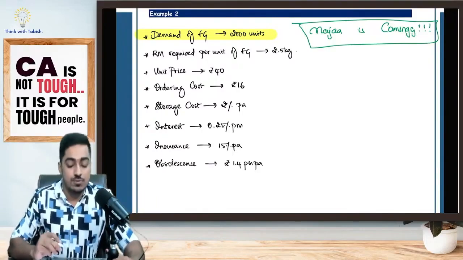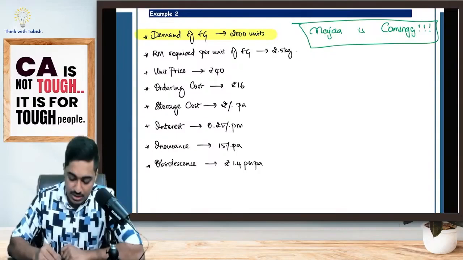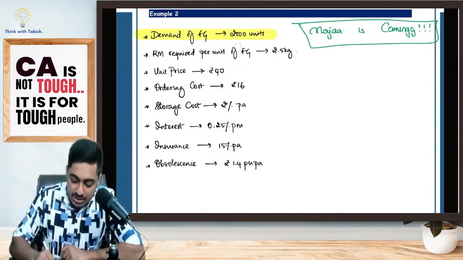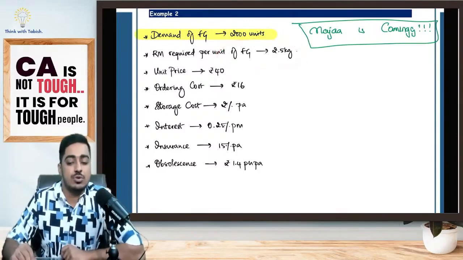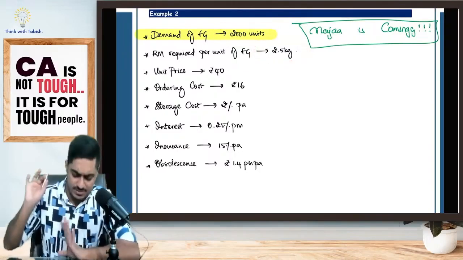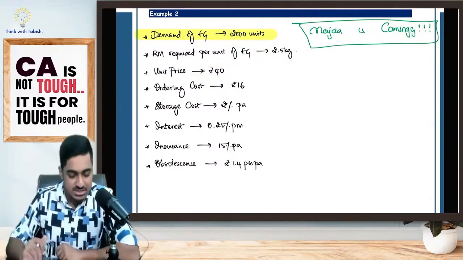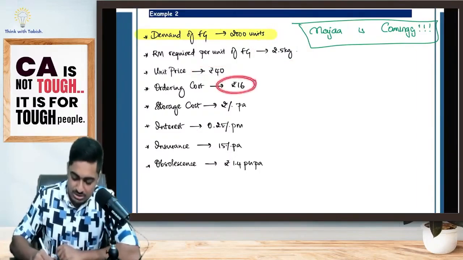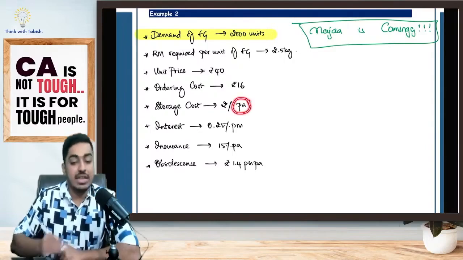Demand of finished goods. For 1 year, how much finished goods we should be producing? 2,000. Okay, great. Raw material required per unit of finished goods. To produce one finished good, how much raw material do I want? 2.5 kg. That means for 2,000, I would be wanting 2,000 into 2.5. Okay, fine. Per unit price, every unit of raw material is purchased at 40 rupees. Great. Ordering cost is 16 rupees. Given. Great. Storage cost is 2% per annum.